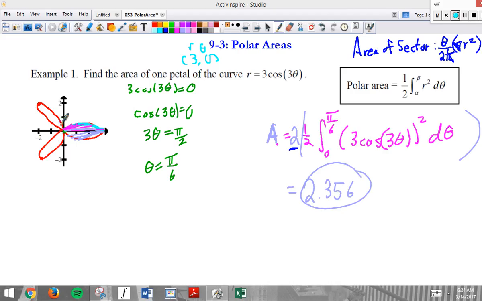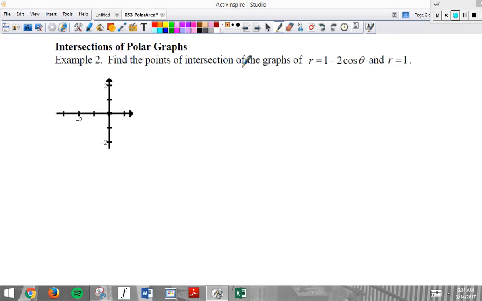Frequently, because of how curves intersect themselves, we'll have to have that doubling factor, because our integral formulas cannot handle curves which intersect themselves. Okay, so let's talk about how to find intersections. Finding the points of intersections of these two graphs, just like in rectangular coordinates, it's often as simple as setting them equal to each other.